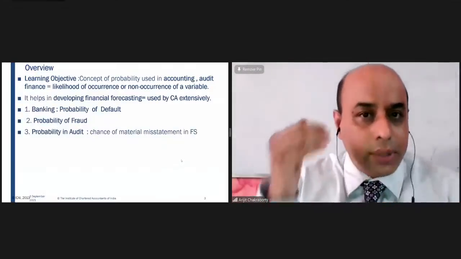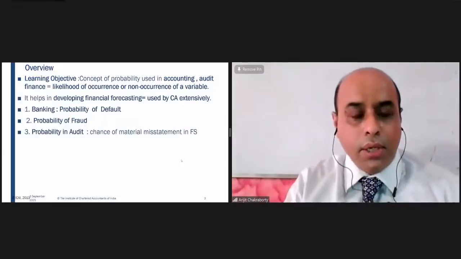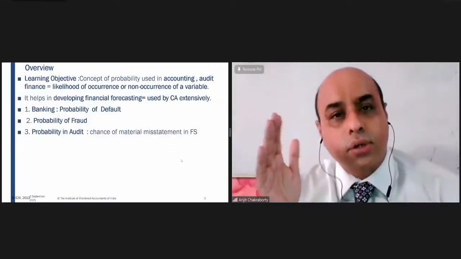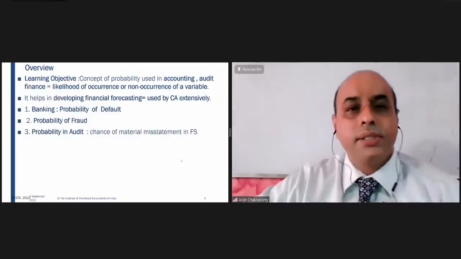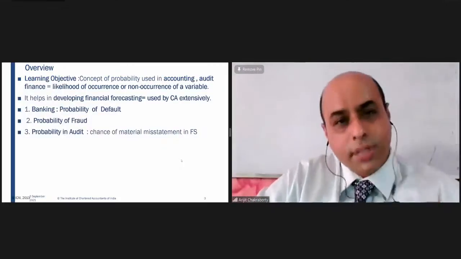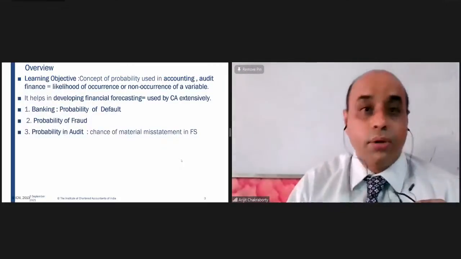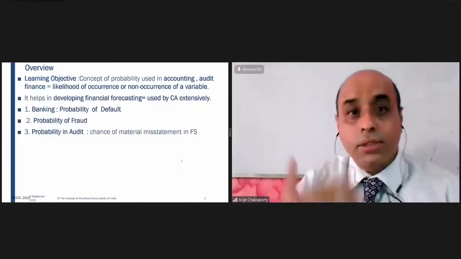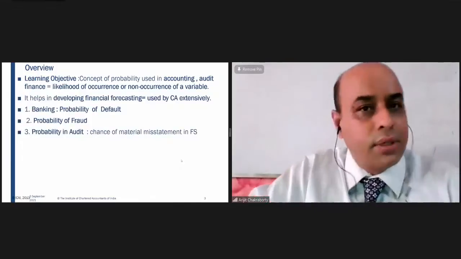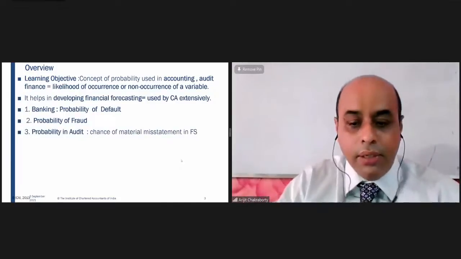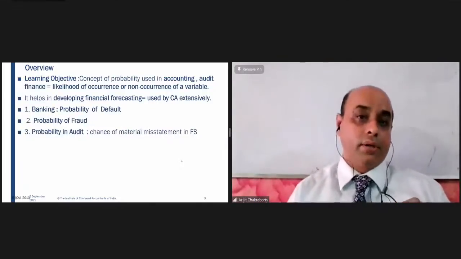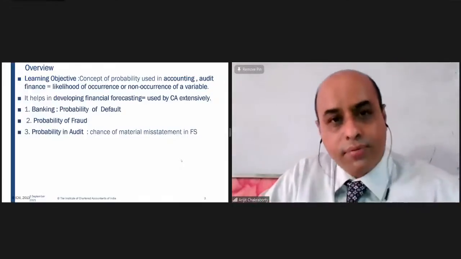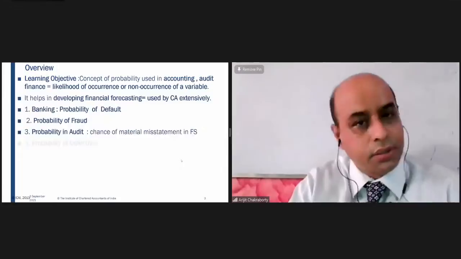So probability in the audit area is also used to evaluate and calculate the chance that there is something wrong in the accounts. There is a misstatement in the financial statements. There is some error in the accounts. Now you have read about errors of omission, errors of commission, errors of principle. So there is a chance. Every company may not have the same chance of an error. So in order to find out the mistakes in audit, the chance of errors in balance sheets and profit and loss statements, there also probability is used.